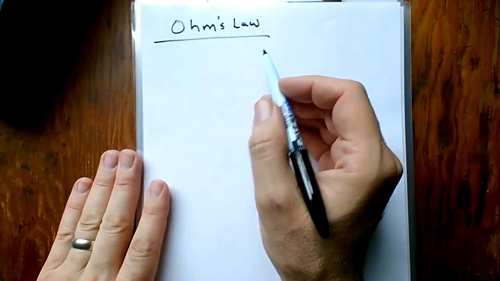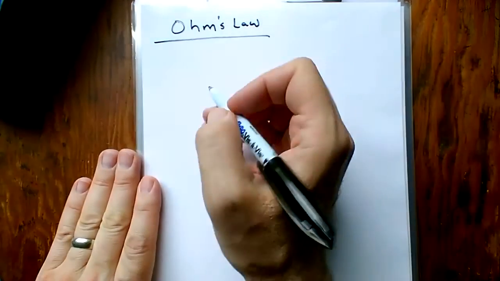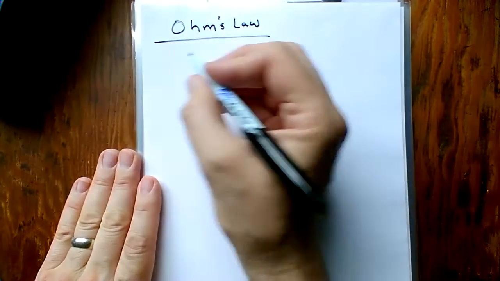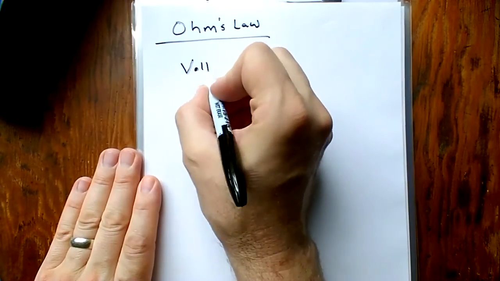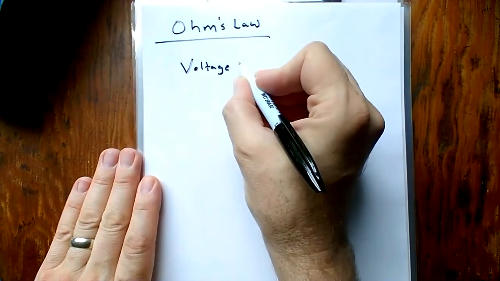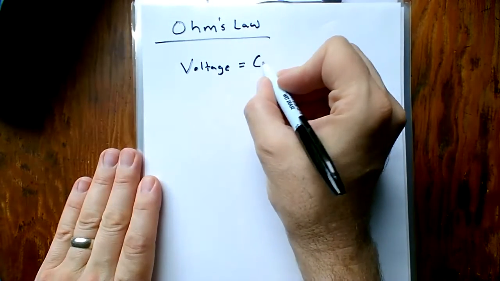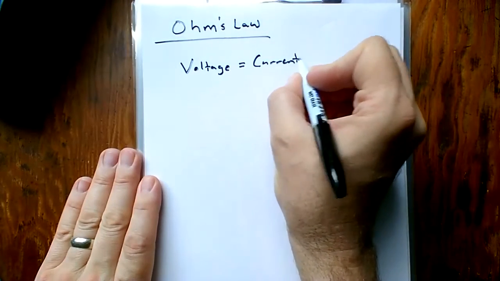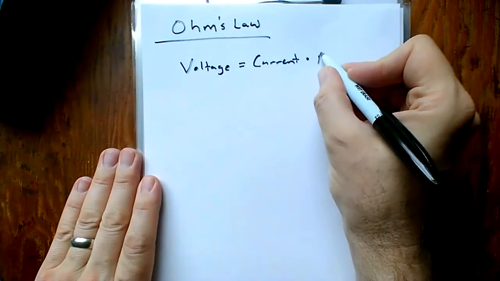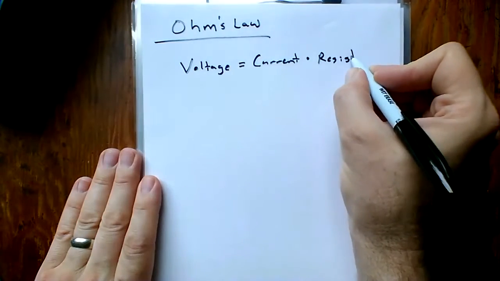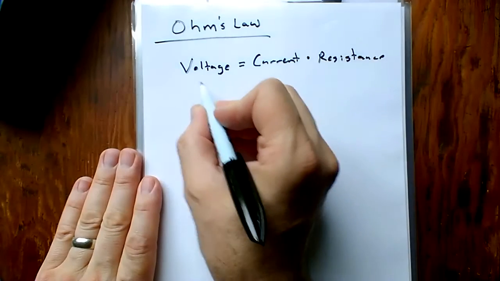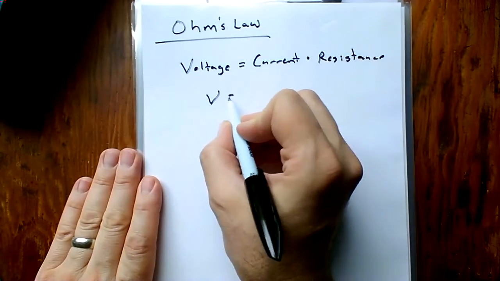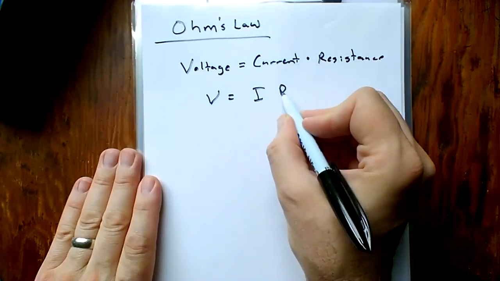Let's talk a little bit about Ohm's law. Ohm's law is essentially the equation voltage is equal to your current times the resistance. And usually we'll write this as V is equal to I times R.